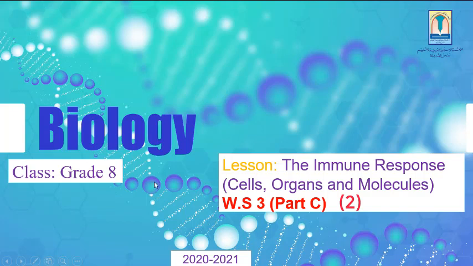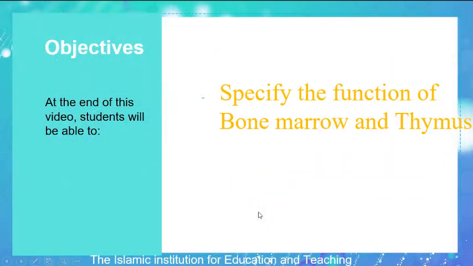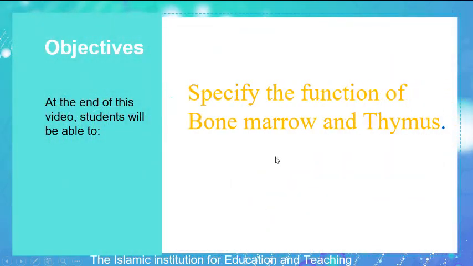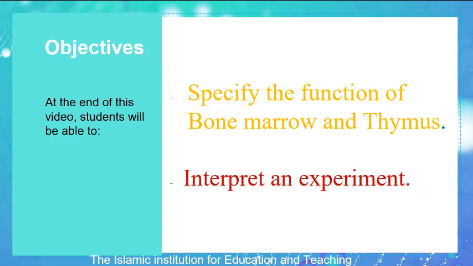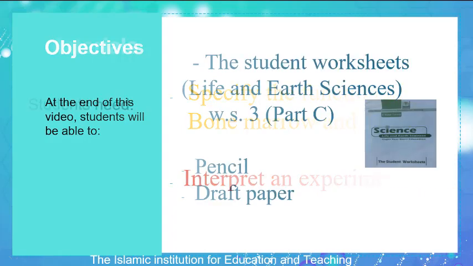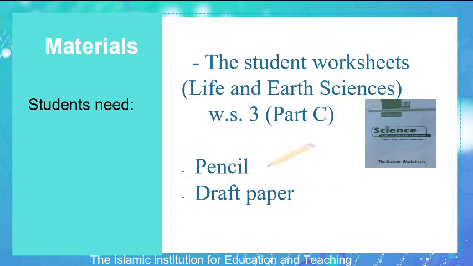Today we're going to continue our lesson about the immune response: cells, organs and molecules, worksheet 3. At the end of this video, you'll be able to specify the function of bone marrow and thymus and interpret an experiment. You'll need your worksheets, a pencil and a draft paper.